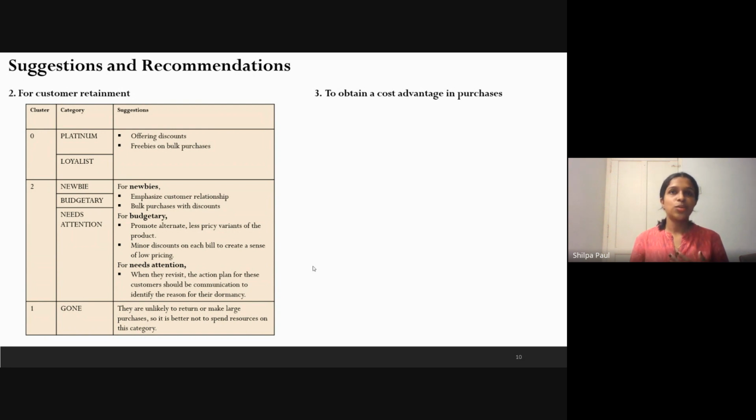And one thing that I noticed while visiting the shop and seeing how the billing was happening was, because it was in a small town, the salesperson who was billing knew most of the customers by name. So if a customer that was not recent comes back to the shop, effective communication can definitely be put in to understand why they have been not recent. And the gone customers, the chances of them coming back to the shop are very less, so rather not spend a lot of resources there.